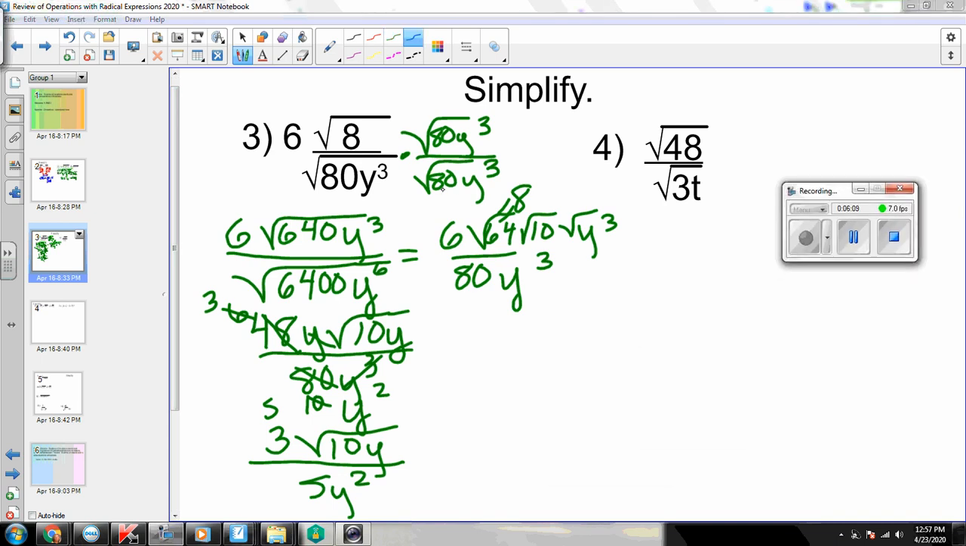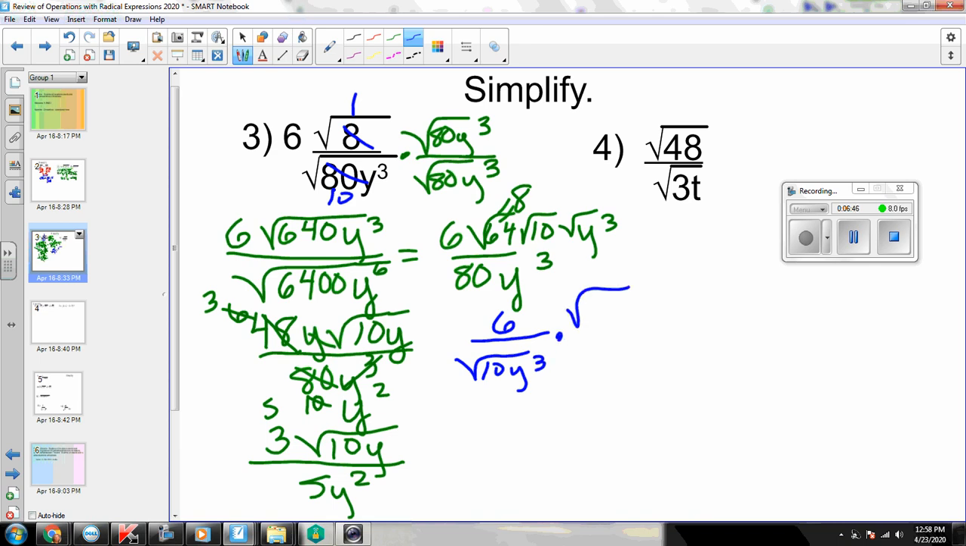Since 8 and radical 80 are both under square root signs, you can cancel them. So you can always cancel if they're not under a radical or they're both under a radical. Since 8 is under a radical sign and 80 is under a radical, you could say 8 goes into 8 once, 8 goes into 80 10 times. And then you can have the square root of 1 here, which is just 1. So if I do it that way, I'll just have a 6 times 1, 6. Then I'll have radical 10y to the third.